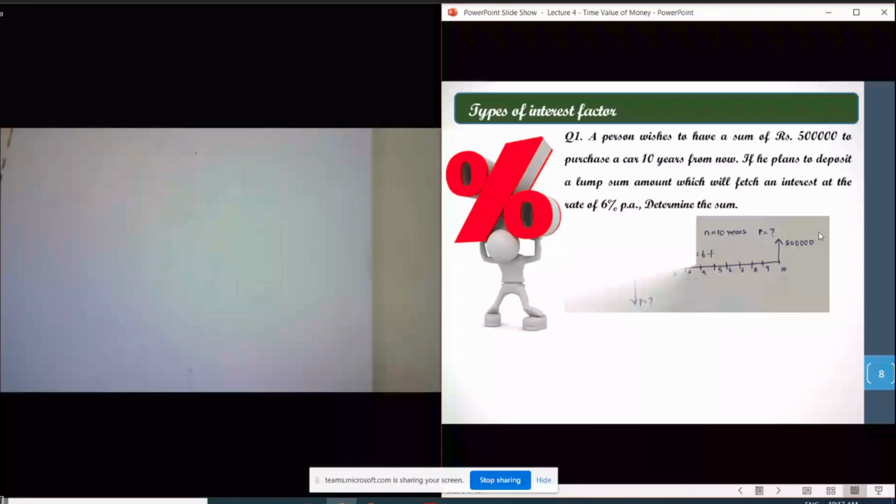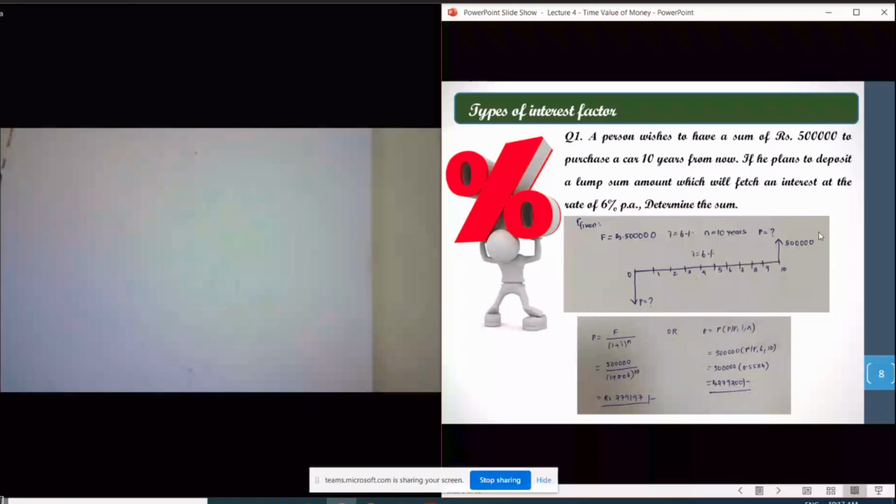Okay, so 2.8 lakhs. Fine. So here in this case, we know the future value, that is 5 lakhs. Interest rate is 6% per annum, and n is 10 years, because I want that value at the end of the 10th year. So this will be the cash flow diagram for this numerical.